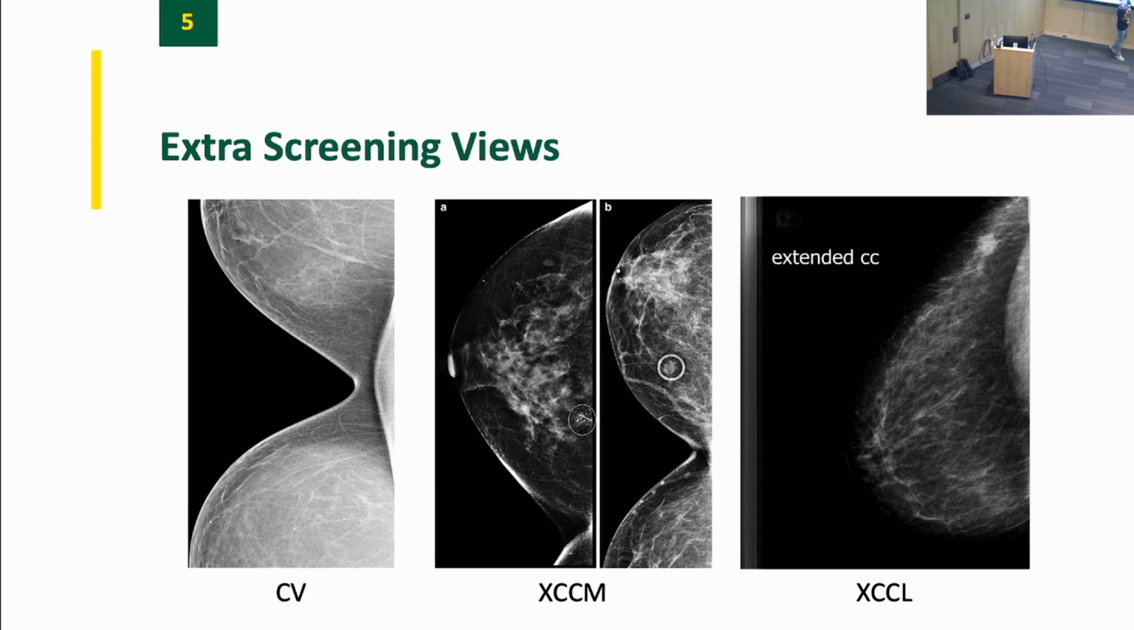Same thing here, XCCM, exaggerated CC medial. It's a CC view with exaggerated view of the medial breast tissue. It's not quite as far as a cleavage view, but more medial. And then XCCL, exaggerated CC view to capture more lateral tissue. You'll see these views in the data set. You can choose to use them, you can choose to do something interesting with them, or you can ignore them. Questions?